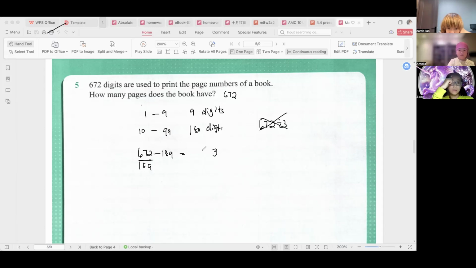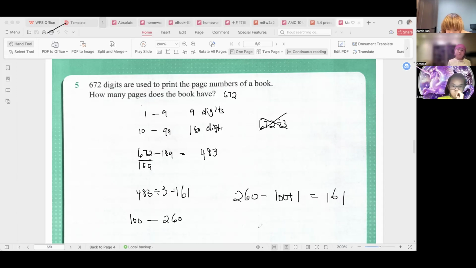672 minus 189 equals what? 483. So 483 divided by 3 equals what? Equals 161. Correct? Okay, so that means after 100 pages, I have another 161 pages. So it's what? 260. Because 260 minus 100 plus 1 equals 161, correct?